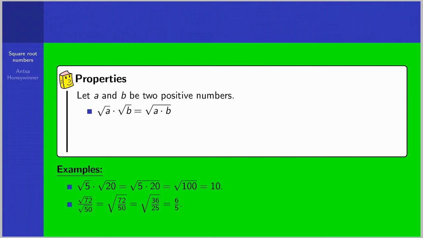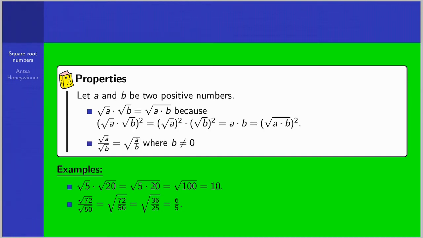And the properties of square root are: if we take a and b two positive numbers, then the square root of a times the square root of b equals the square root of a times b. Why is it the case? Because if we compute the square of square root of a times square root of b, then we will have a times b, which is the square of the square root of a times b.